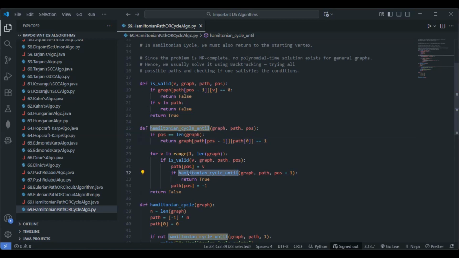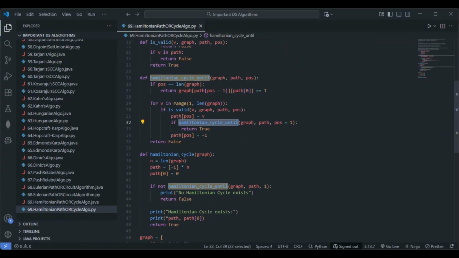So it recursively tries to add each vertex to the path. If we reach a path containing all the vertices, then we will check if the last vertex connects back to the first or not within the Hamiltonian cycle utility function, right? So this is fine, I believe.